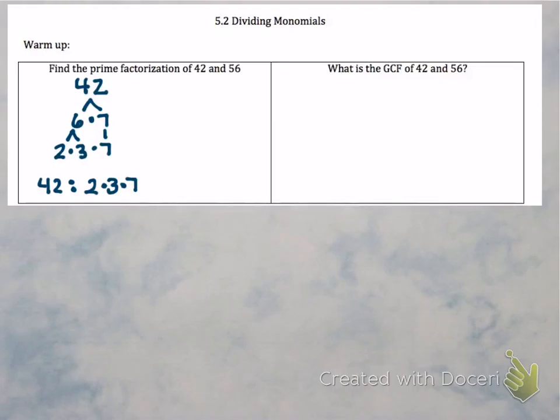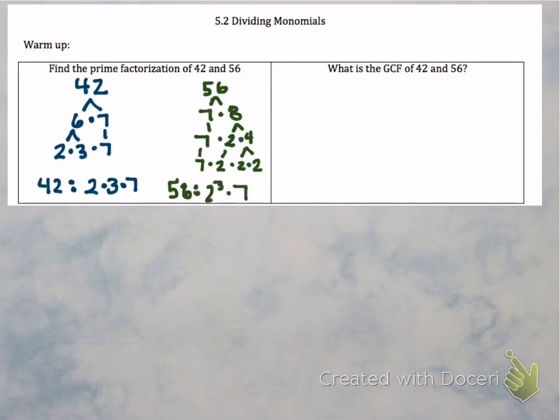For 56, we can break that up. I know I can break that up into 7 times 8. 7 is prime. 8 is not, so I can break that up into 2 times 4. My 7 is prime. 2 is prime. And 4 we can break into 2 times 2. So 7 times 2 times 2 times 2. And so our prime factorization of 56 is 2 to the third times 7.